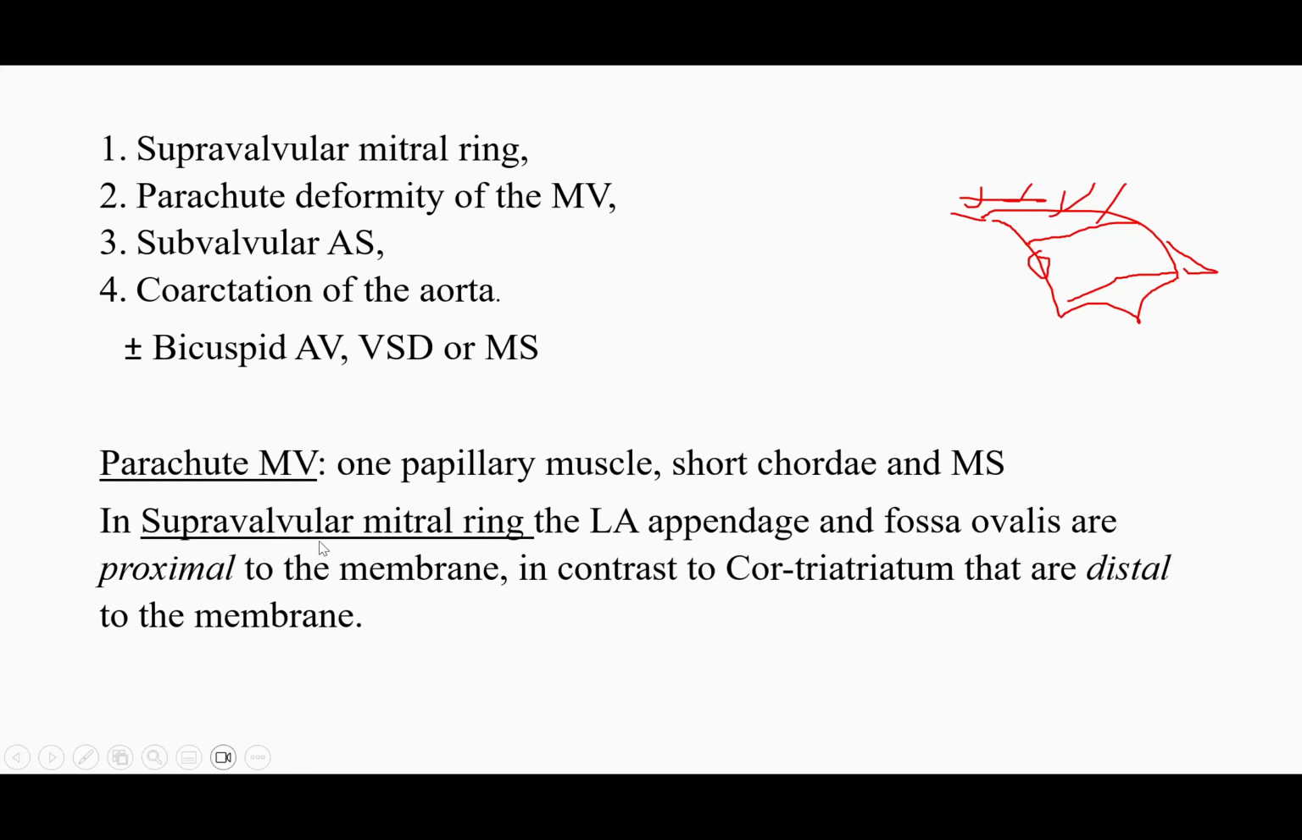In supravalvular mitral ring, the left atrial appendage and fossa ovalis are proximal to the membrane. In contrast to the cor triatriatum, where the membrane position is different: the fossa ovalis and left atrial appendage are distal to the cor triatriatum membrane. But in supramitral ring, the ring is just above the mitral valve, so the left atrial appendage and the fossa ovalis are proximal to the membrane.